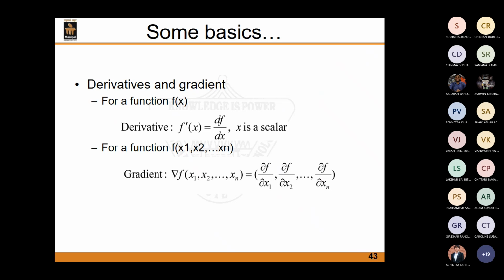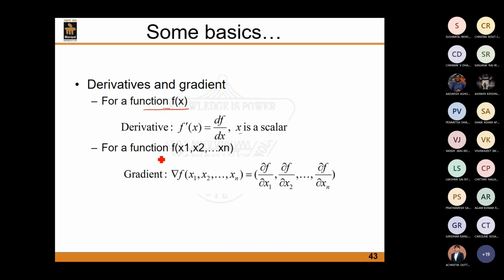Okay, now before we go with how to deal with the vector valued functions, we'll just see some definitions of derivatives and gradients. Okay, so let's say I have a function f of x. Now, in order to find the derivative, I can just express it as f dash x is equal to df by dx, right, where x is a scalar.